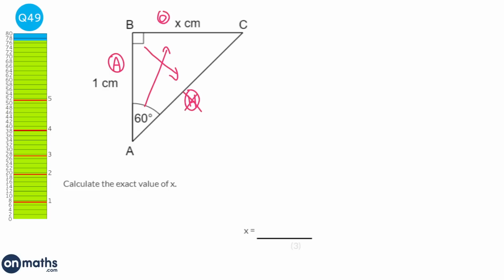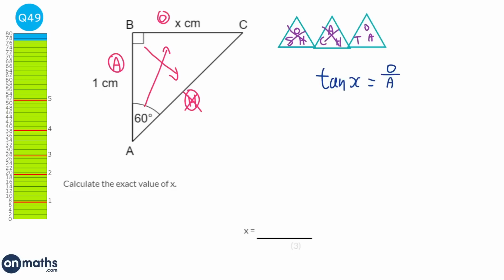Next thing we do is draw our trigonometry triangles. So we've got SOH CAH TOA. Now we've crossed out the H, so we're not going to be interested in the SOH or the CAH. So it's going to be TOA. TOA is short for tan the angle equals opposite over adjacent. The angle is 60, so it's tan 60 equals x over 1.